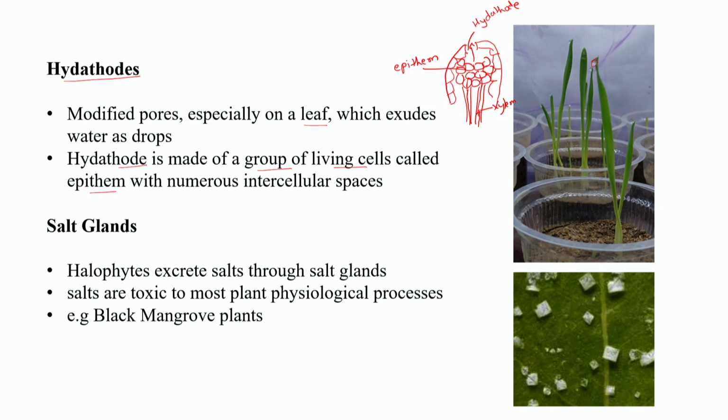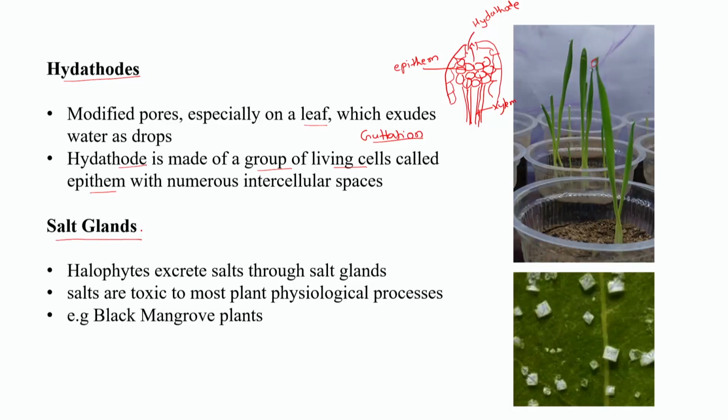And this process of exudation of water droplets is known as guttation. You can say that these are somewhat modified stomata which are permanently open, because of which water is coming out from these pores.